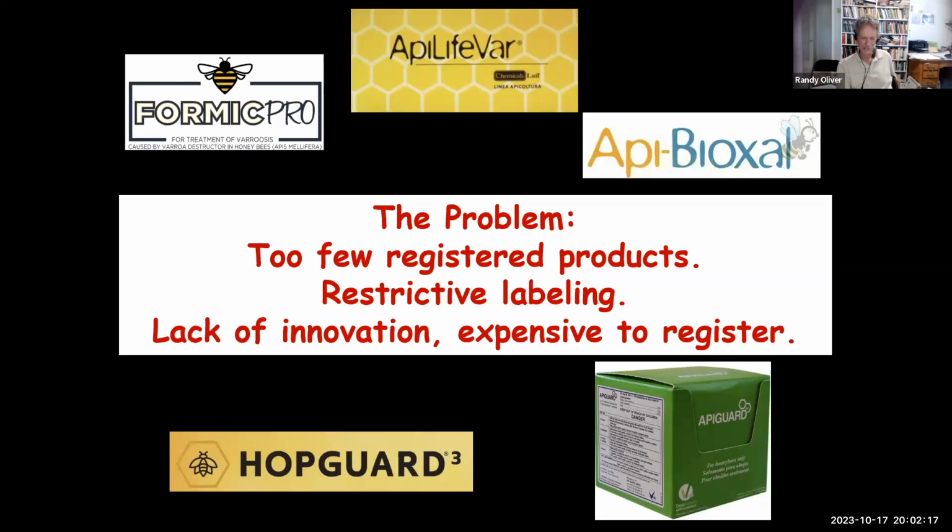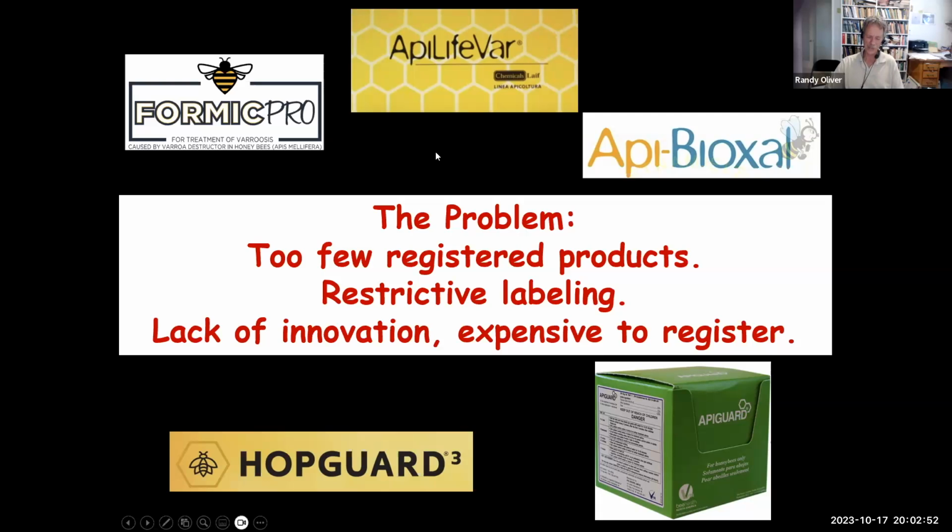So even though we find out that their label directions don't really work, like with Apiguard gel or with Api-Bioxal for the vaporization dose, that the labels aren't right, it's too hard for them to change it. It also makes them pricey to buy. And because we are such a small market, there's little financial incentive for large companies to develop new Varroa control products. So this is really a big problem in this country.